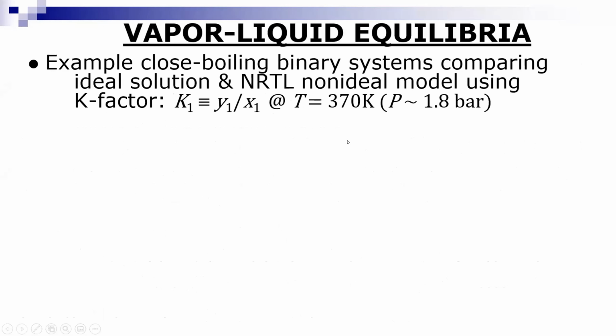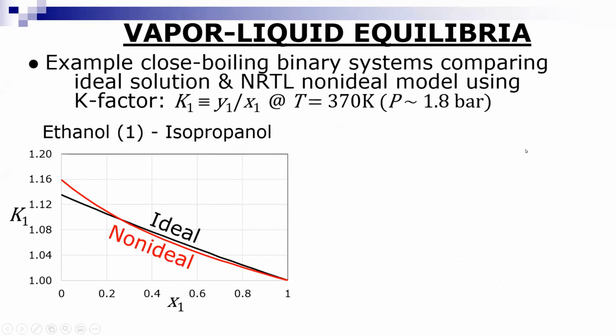So let's talk about vapor-liquid equilibria a little bit. Let's talk about close boiling binary systems. One of the things you'd like to do would be to look at the ones that are close boiling, in the sense that the vapor pressures are close to each other. Those are the troublesome systems. And so we make a comparison of some systems where the ideal solution is compared with the result from an NRTL model. This is ethanol with isopropanol.